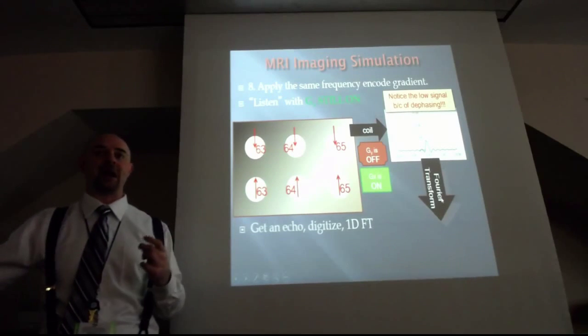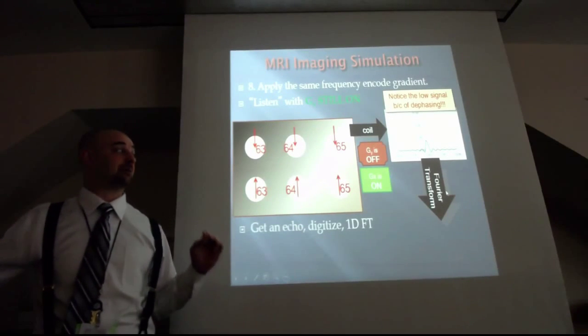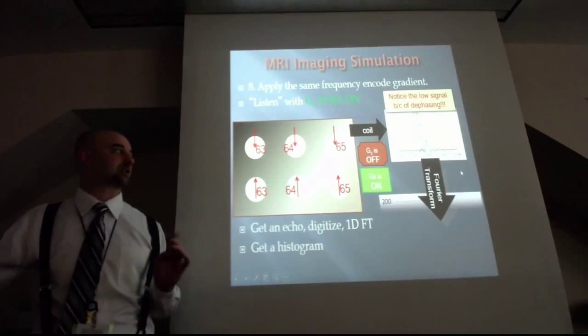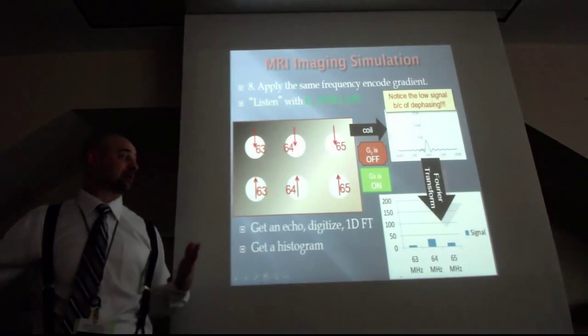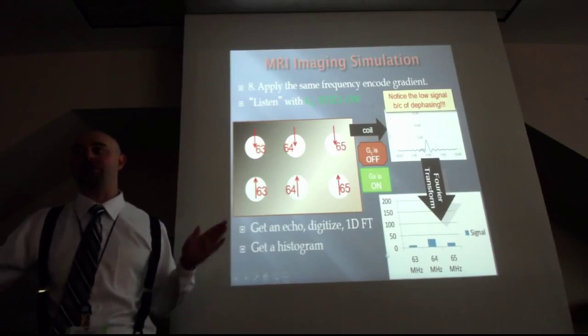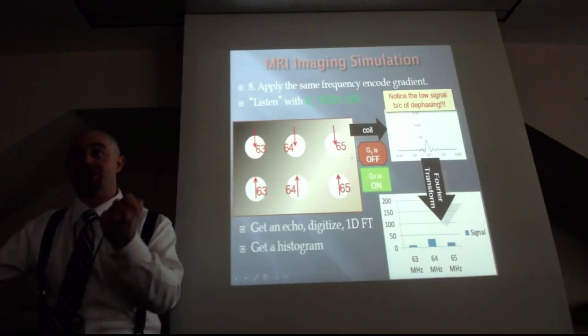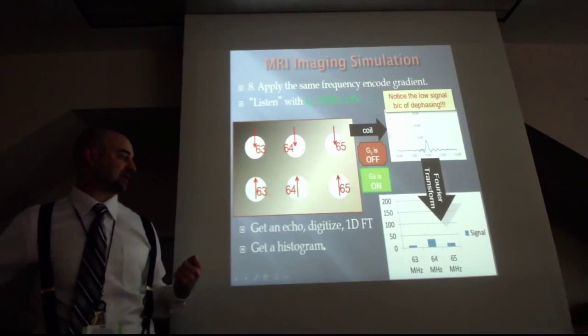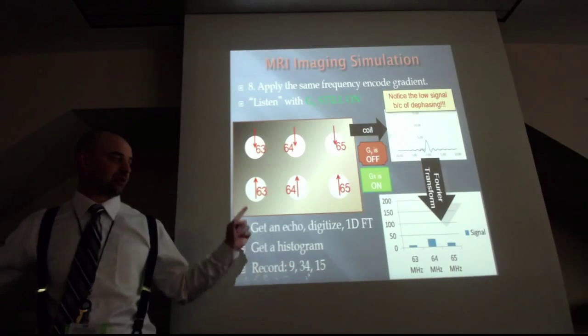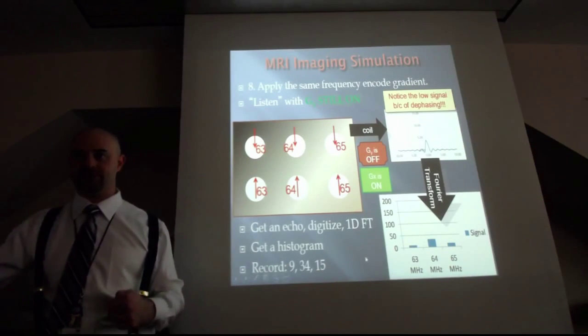Okay. Now, again, complete disconnect from reality. We Fourier transform one-dimensionally this echo, and we get another histogram representing the relative contributions of the fundamental frequencies, which represent the different columns in space of these precessing protons. Record your values, 9, 34, and 15.